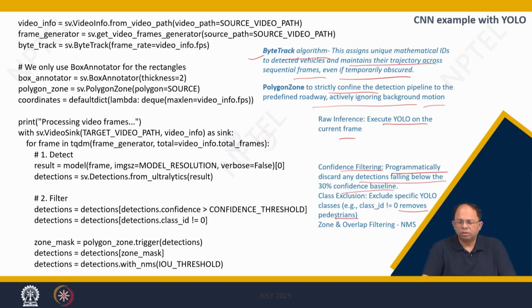Then we can also specify which predictions we want to keep. So if we are counting vehicles, we can do this, but if we are counting pedestrians, then we will probably remove the vehicles. And then zone and overlap filtering basically helps us check whether overlapping is happening or not, right?